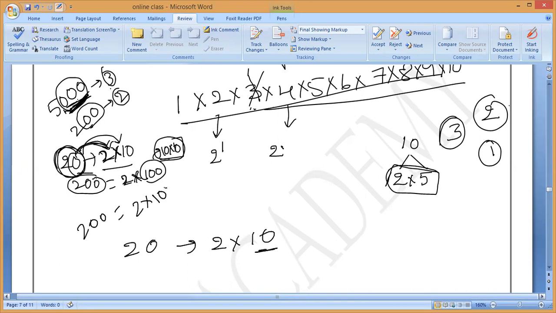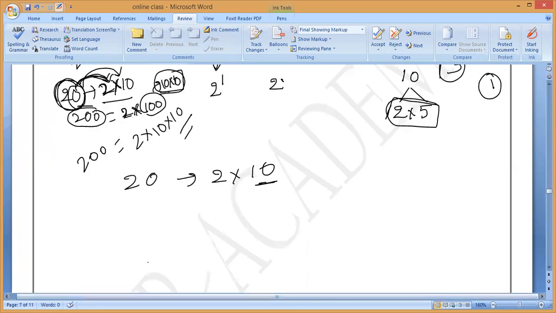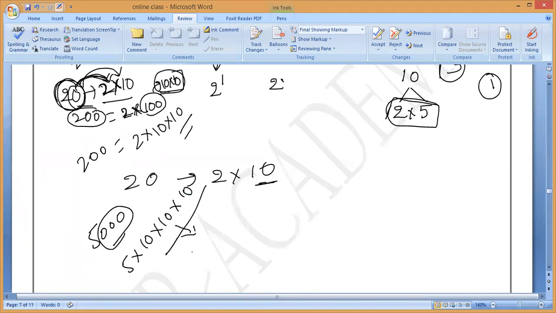Tens, how can I write 10? 2 into 10 into 10. Is it yes or no, a product of tens? Suppose we take 5,000. So 5,000 means how many zeros? 3 zeros. How are you saying? 5 into 10 into 10 into 10. Only the product of tens will give you zeros.